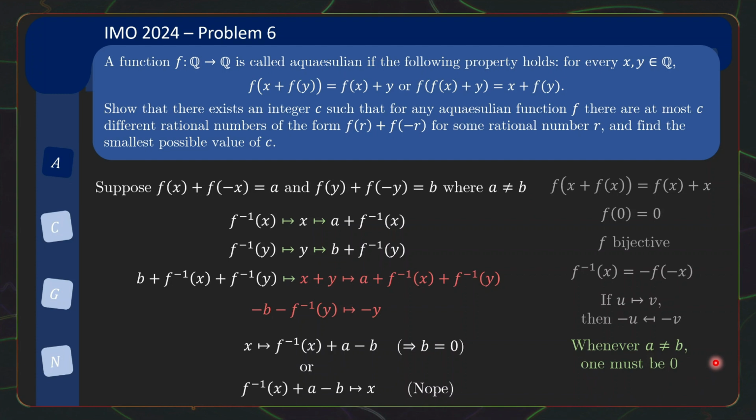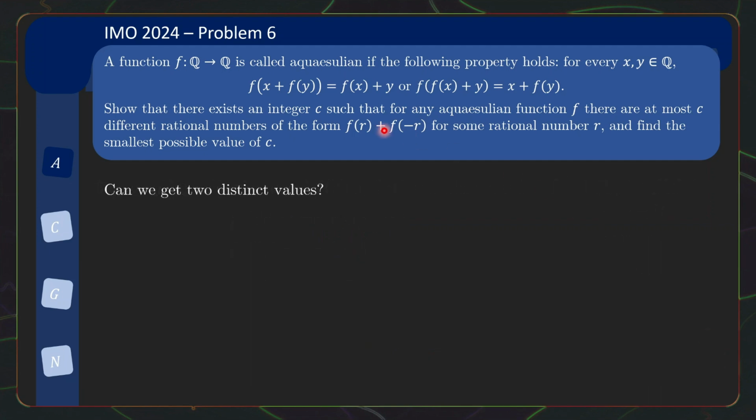So the upshot is that whenever you have a not equals to b, one of them must be 0. And this is a huge discovery, because it basically means that you can only have at most two distinct values for this expression. Because if you have two non-zero distinct values, then you put in those as a and b, and then you get the contradiction that one of them must be 0. Yeah, so this tells us that there can only be two distinct values, and in fact, one of them is 0, the other one is a non-zero number. Okay, so the answer so far is C is going to be at most 2.